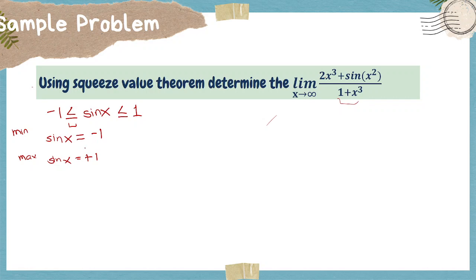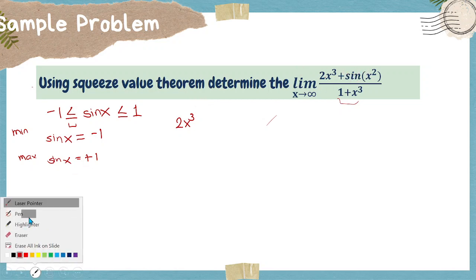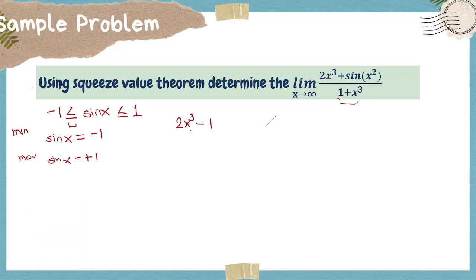Now, to get the minimum value for this equation, we are going to let sine x equal negative 1. If we let sine x squared be equal to negative 1, then what would be my resulting equation? You would have 2x cubed, since this sine x squared or sine x is equal to negative 1, therefore this would be replaced by negative 1 also. So 2x cubed minus 1 over 1 plus x cubed.